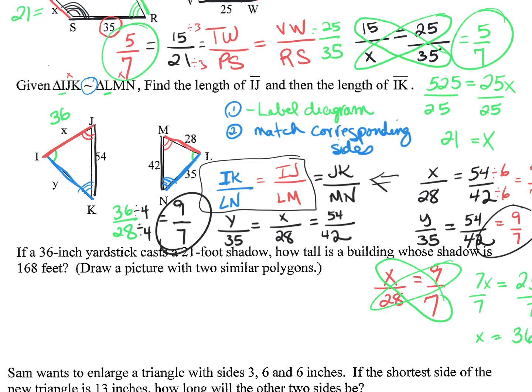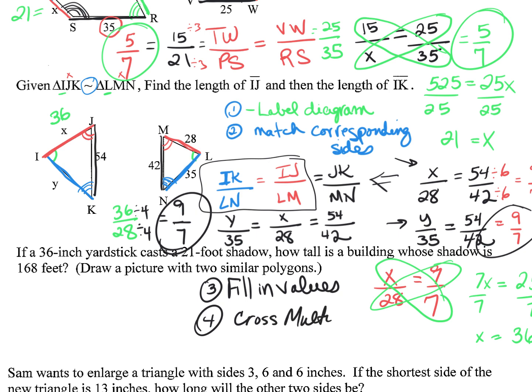So after you match up the sides, you want to fill in the values of those side lengths like I did in this case here and here. And then the last step is to cross multiply and solve. Okay, so that is how you solve for a missing side length of a similar figure.